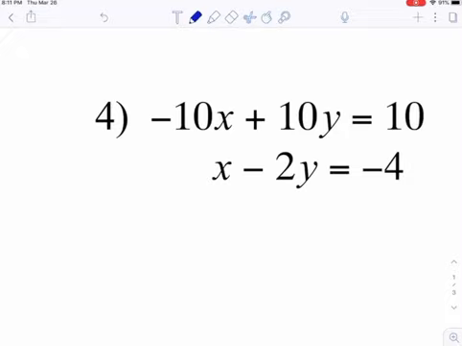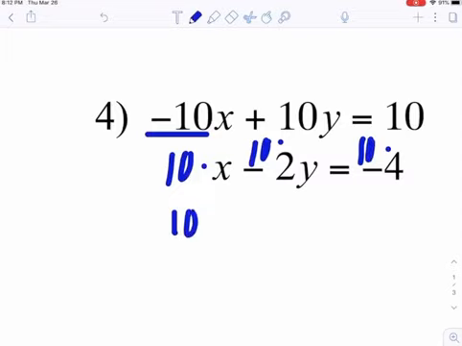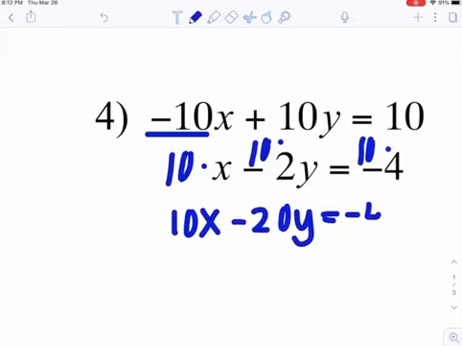So think about it. What would be the number that needs to be in front of x that when I add these two equations together, the x's eliminate? Well, I know this is negative 10, so I need the opposite of that, so that'd be positive 10. So that's what I'm going to multiply everything by. So I'm going to multiply the x by positive 10, the 2y by positive 10, and the negative 4 by positive 10. So my new equation is going to become 10x minus 20y equals negative 40.